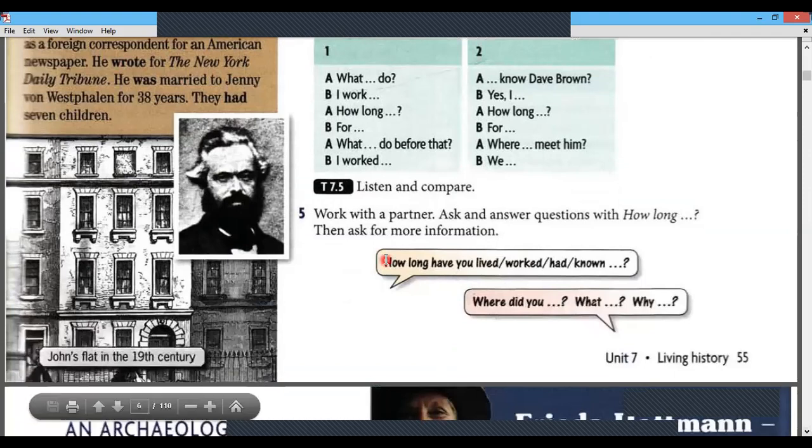So thank you very much. Now I want you to do some homework. Create 10 sentences: 5 sentences with for and 5 sentences with since, all with present perfect. This is your homework this week too.